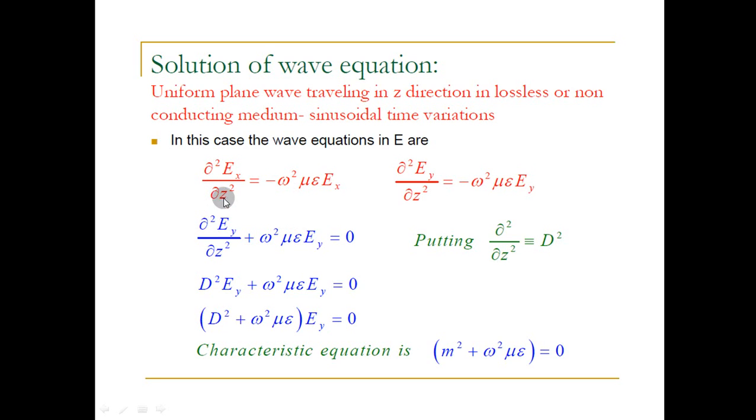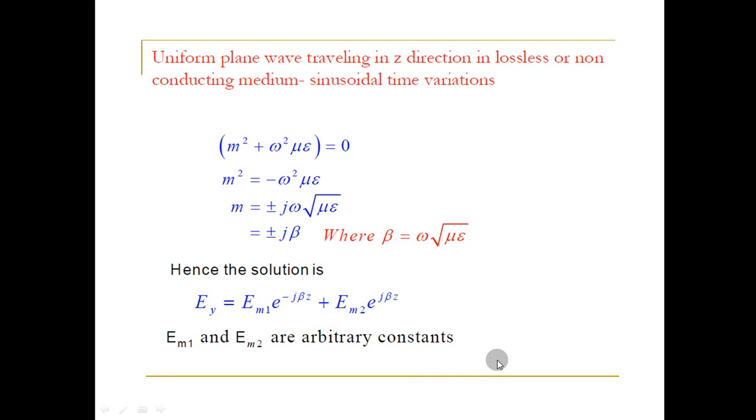When you put del square by del z square as a d, this provides us the characteristic equation. From that we can get the value m, which is plus minus j beta, where beta is omega root over mu epsilon, and beta is also the phase constant of the wave. So the solution of the second order differential equation is these two parts. The first part is deriving the propagation of the wave in the plus z direction, and the second is deriving the propagation of the wave in the negative z direction.